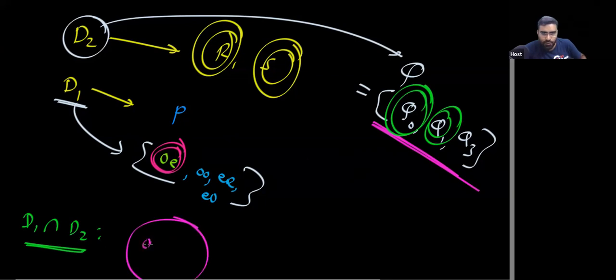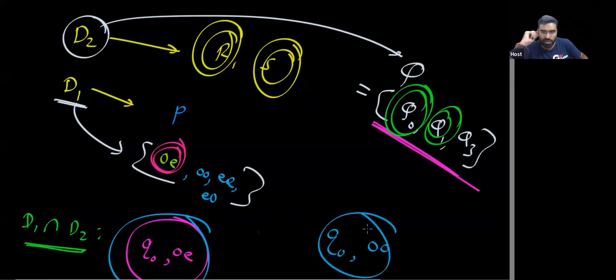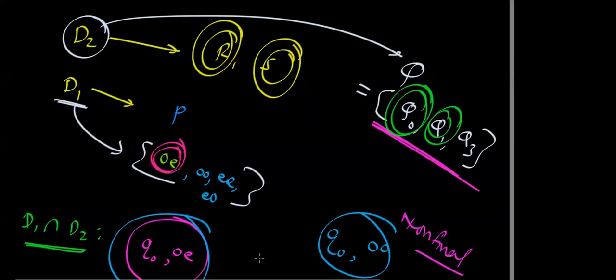For example, if you have this state Q0 0E, this will definitely be final. But if you have this type of state, this will be non-final. Got it, sir. That was my doubt, that this will be non-final. I was asking that.